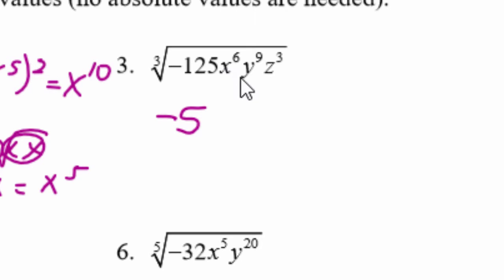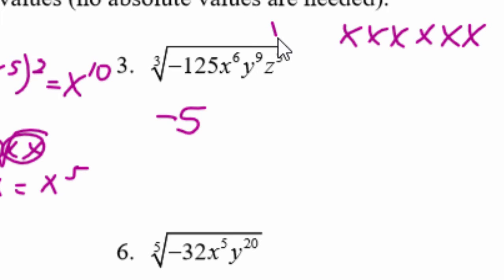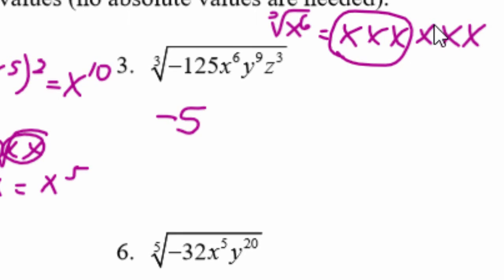Now we need the cube root of x to the 6th. So we have 6 x's. We're trying to do the cube root of x to the 6th. So there's 6 x's, and now we're looking for groups of 3's. Cubes are x times x times x. These are the perfect cubes.